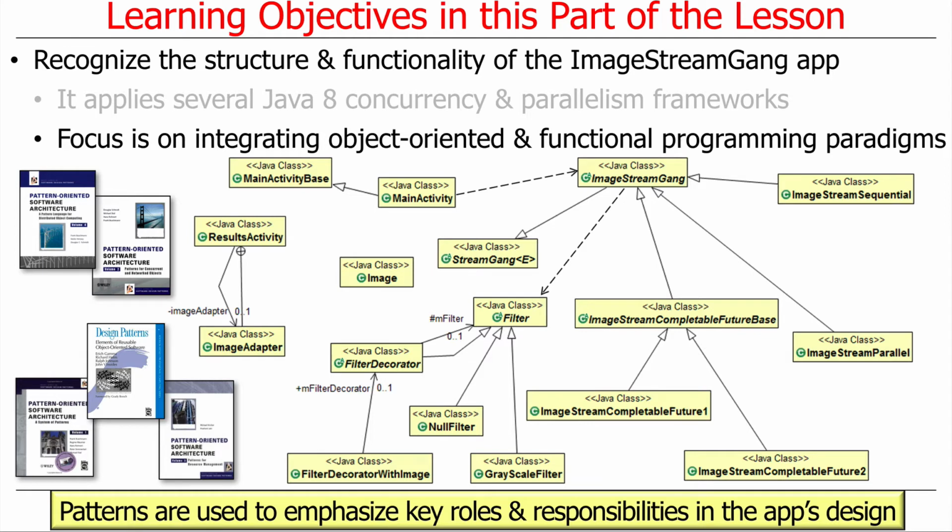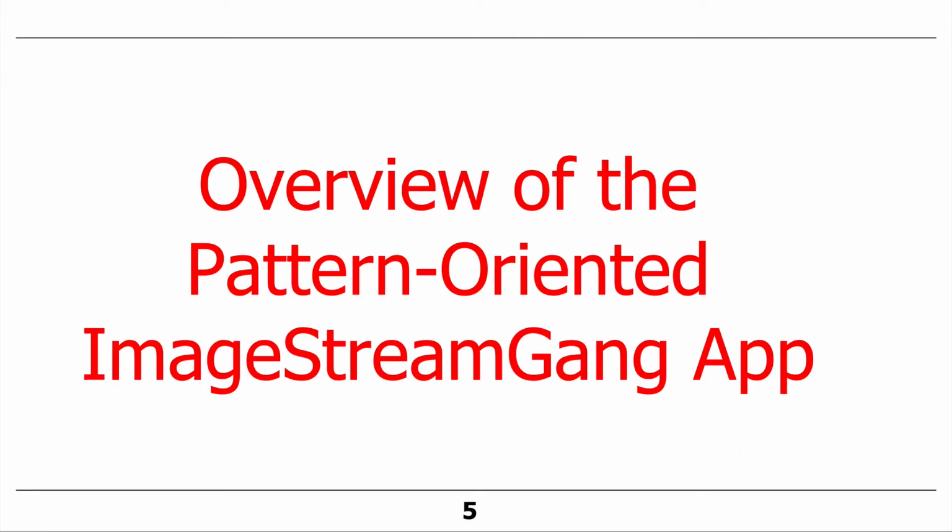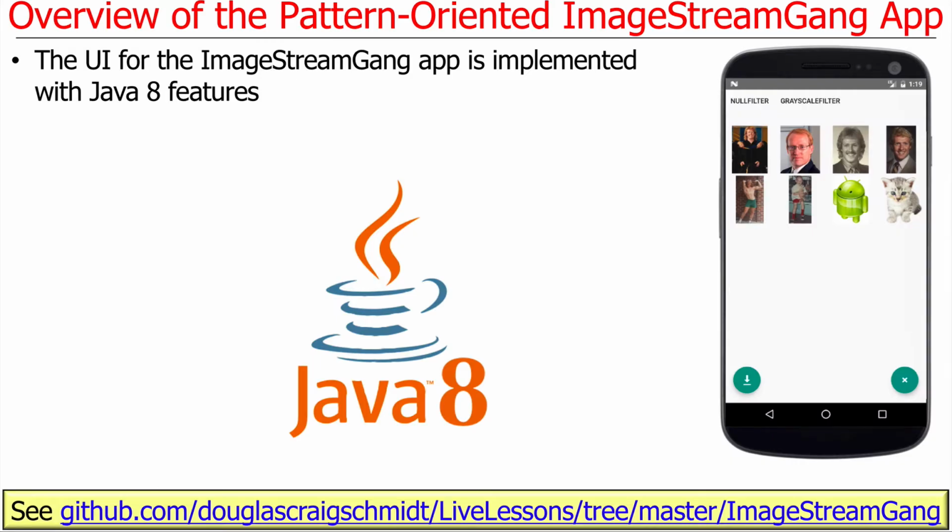The focus of this discussion is to illustrate how to effectively integrate object-oriented and functional programming paradigms. We'll also talk about how patterns are used to emphasize key roles and responsibilities in the app's overall design. Let's start by describing the pattern-oriented ImageStreamGang app.